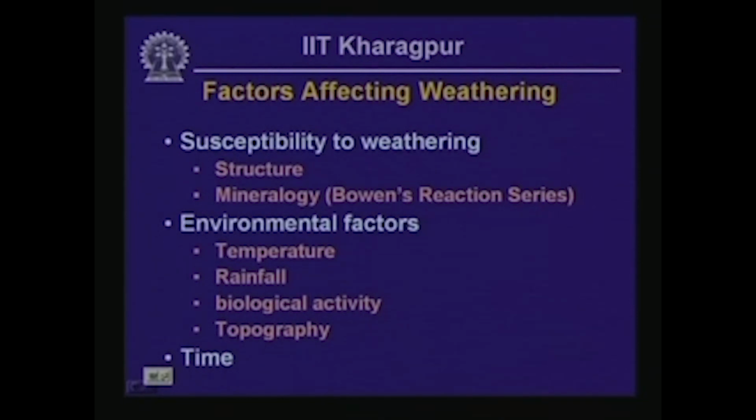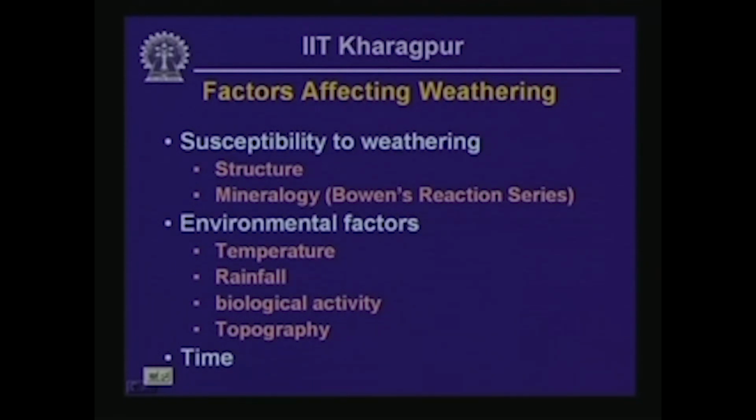In this connection you should recall Bowen's reaction series, and when I was talking about Bowen's reaction series some time back, I was saying that if you are at one end of the Bowen reaction series, then the susceptibility to weathering is going to be very small in comparison with the susceptibility of the minerals that appear at the other end of the series, and we are going to look at this issue later on in this particular lesson as well. So mineralogy is a very major driving factor in deciding what is the rate of weathering.